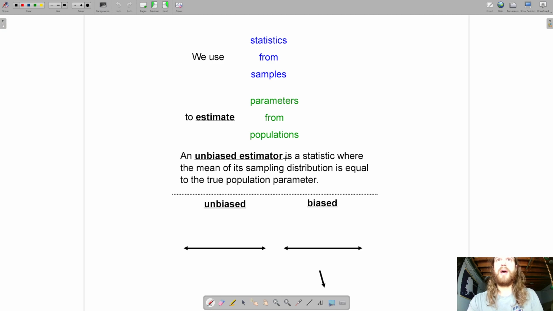So your first vocabulary word is unbiased estimator. An unbiased estimator is a statistic where the mean of its sampling distribution is equal to the true population parameter. So let's take a look.